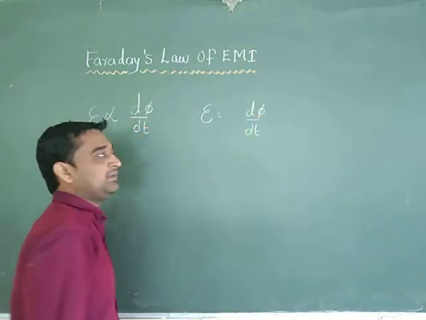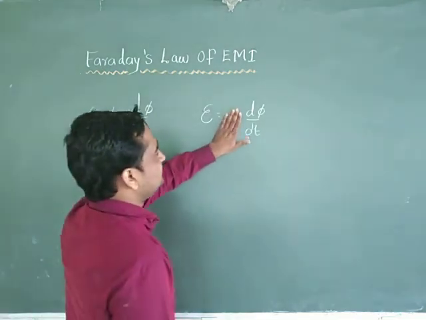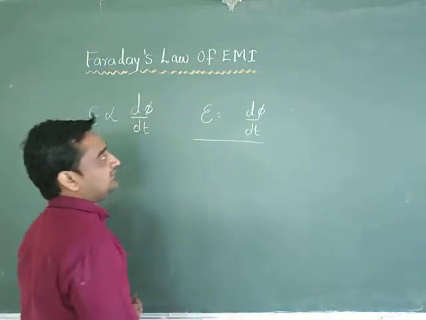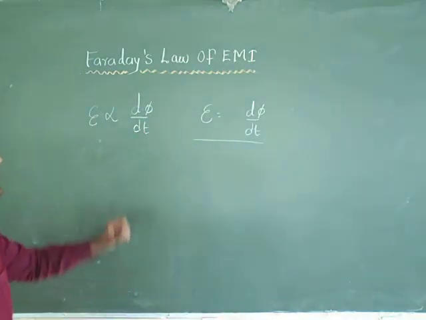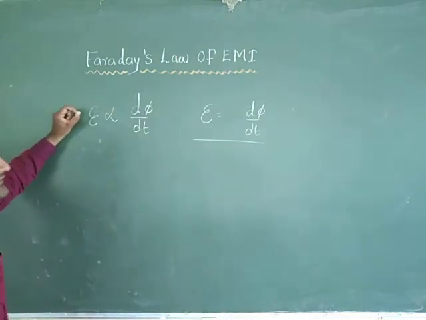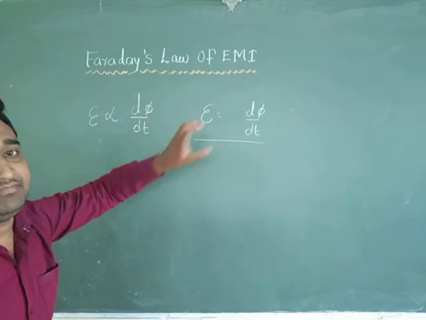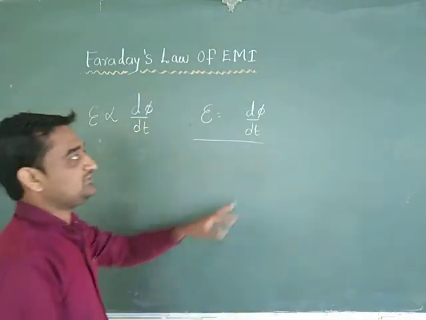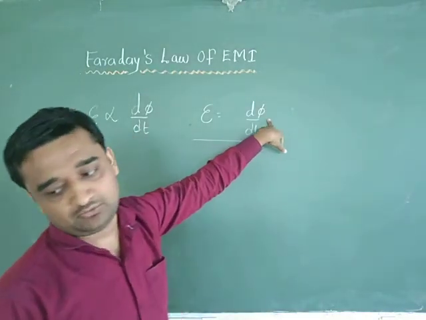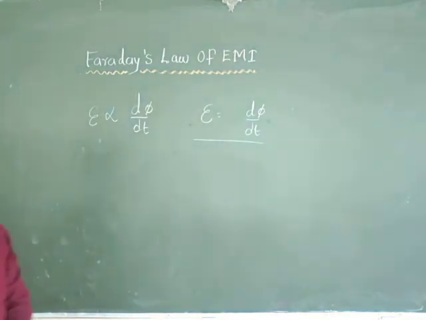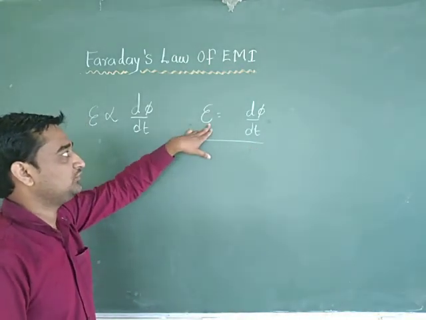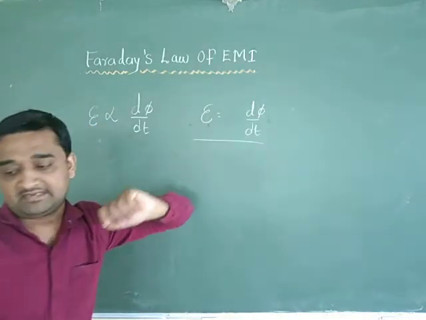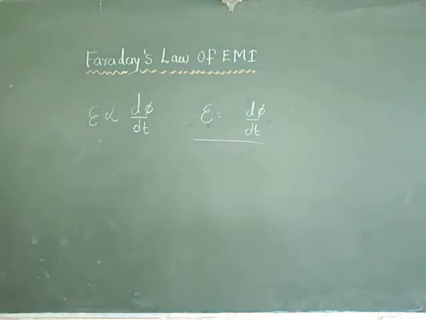We will consider this minus sign shortly and explain what it indicates. So the induced EMF is dφ by dt. That means Faraday's law of electromagnetic induction states that the magnitude of the induced EMF is equal to the rate of change of magnetic flux linked with the coil.